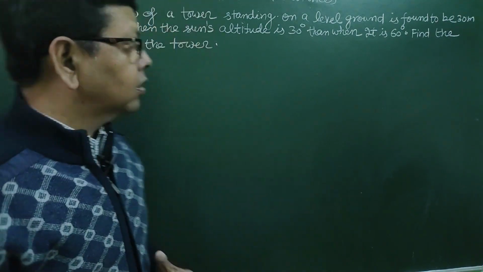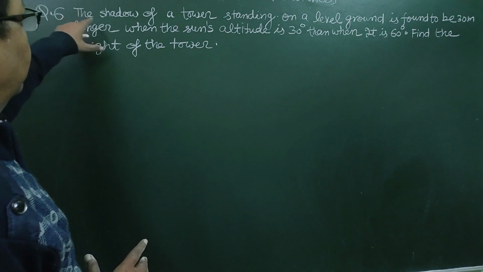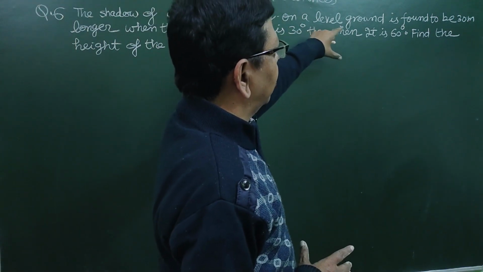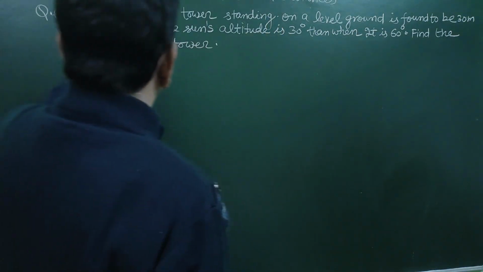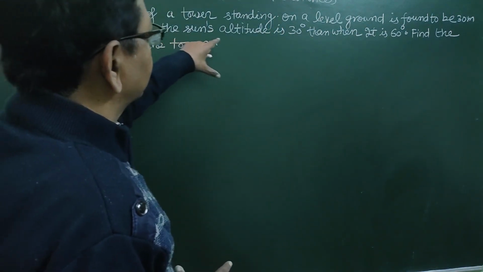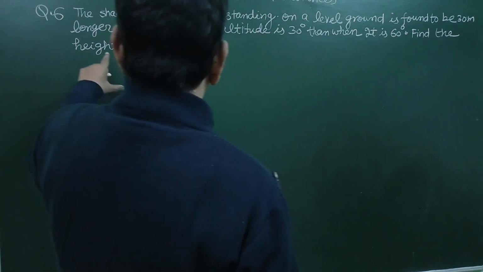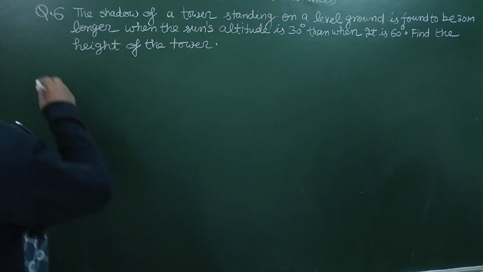Question number 6. The shadow of a tower standing on a level ground is found to be 30 meter longer when the sun's altitude is 30 degree than when it is 60 degree. Find the height of the tower.